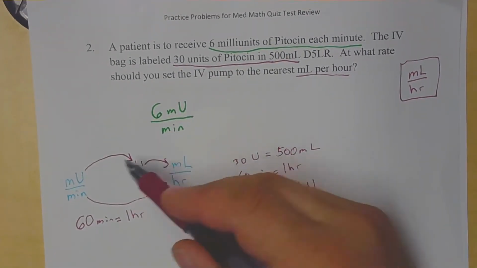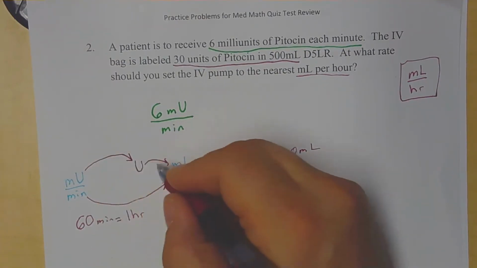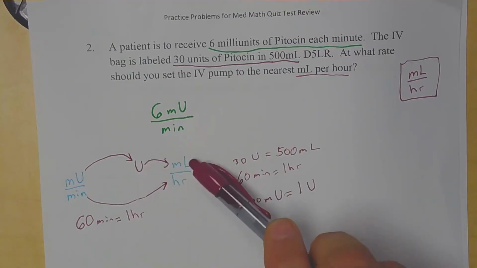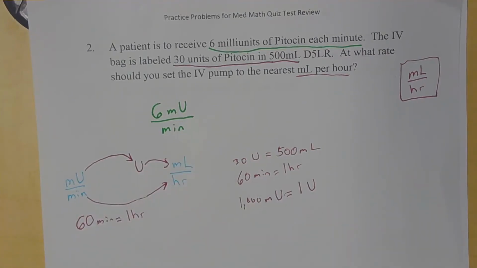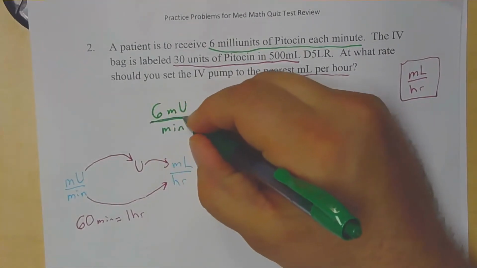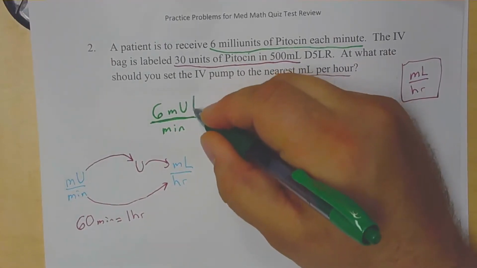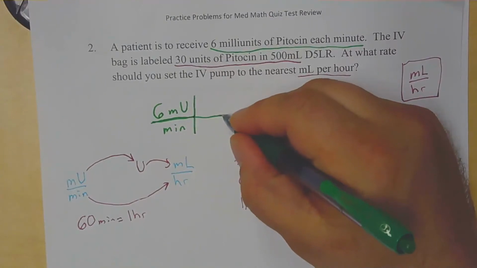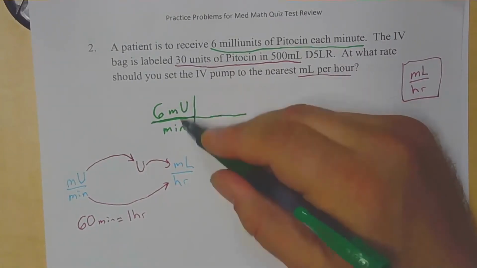So I can see I'm going to have 3 steps. I'm going to do this, I'm going to do this, and I'm going to do that. I'm going to change milliunits to units, units to milliliters, and minutes to hours. And what I do is I don't do multiplication, I do a pig pen. And what I mean by a pig pen is I just draw that, like that. So there's a pen there that I keep my pigs in, right?